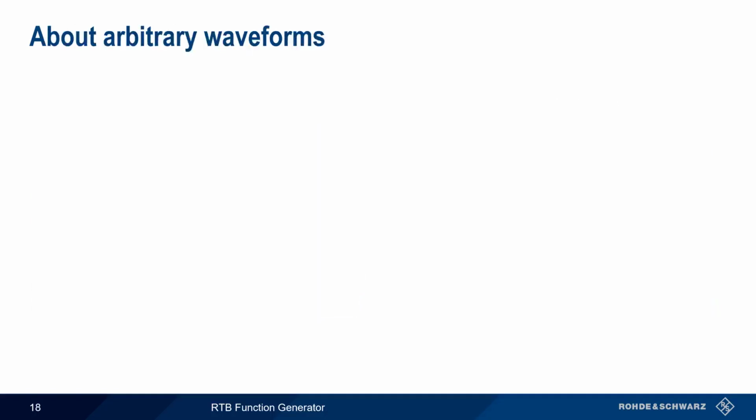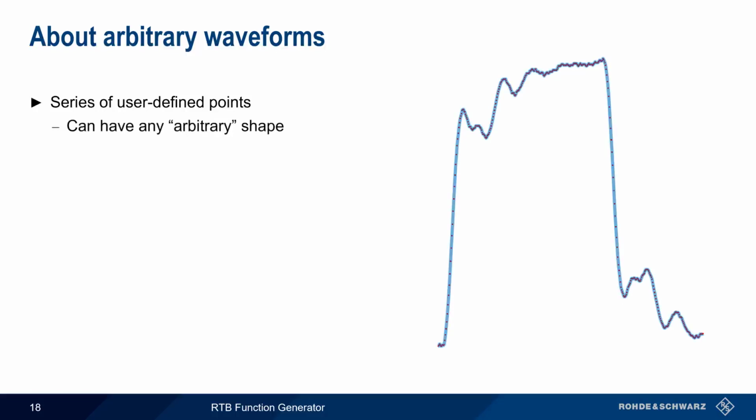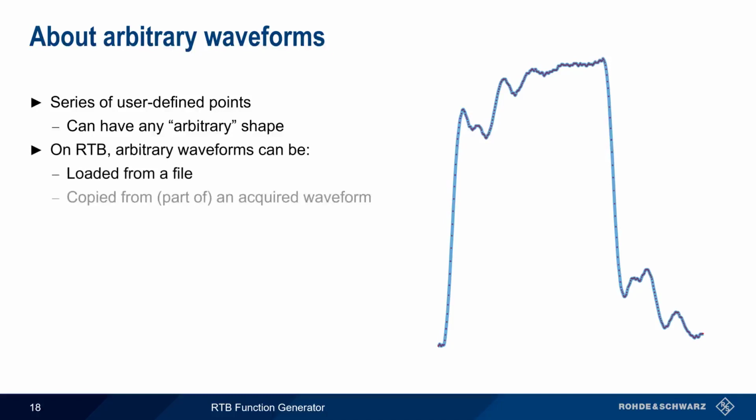Next, let's talk about arbitrary waveforms. An arbitrary waveform consists of a series of user-defined points, and, as the name implies, these points can be used to create any arbitrary shape. On the RTB, these points can either be loaded from a file, or can be created by copying all or part of an acquired waveform. Let's start by looking at this second case.